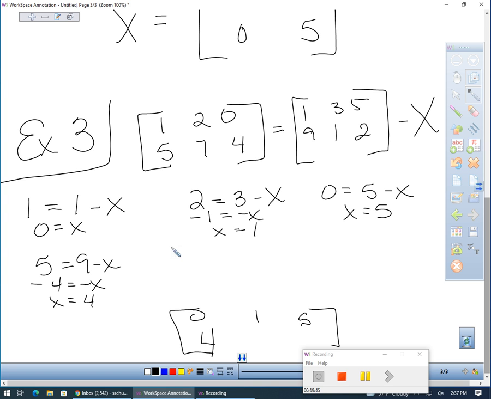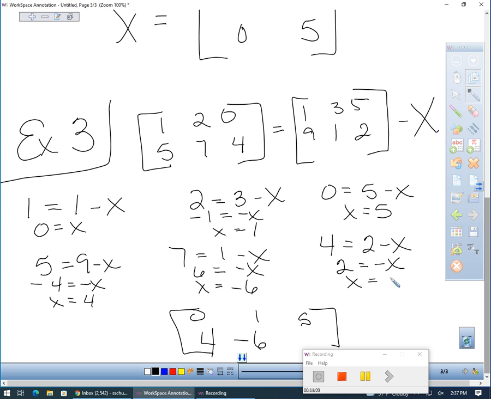Next spot, we have 7 equals 1 minus x. Subtracting 1 over, we get 6 equals negative x. So x equals negative 6. And the very last spot, we have 4 equals 2 minus x. Subtracting 2 over, 2 equals negative x, so x equals negative 2. Okay, there's only a few of these, I want to see those little equations. It's going to help you, I promise.